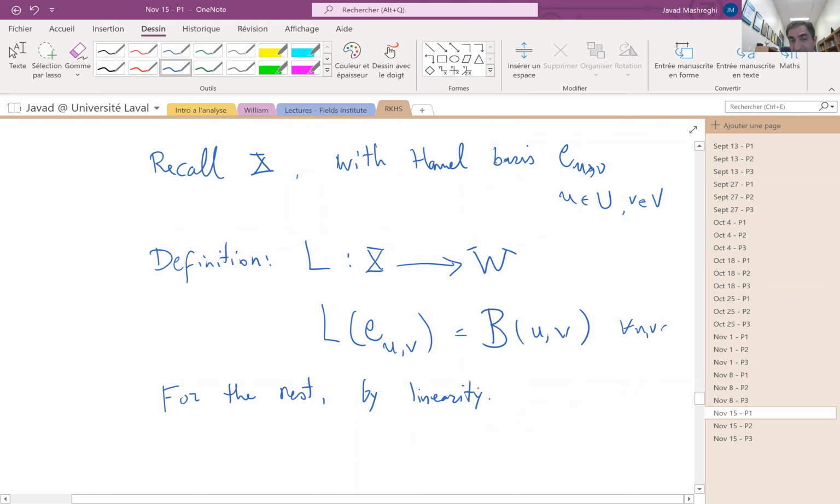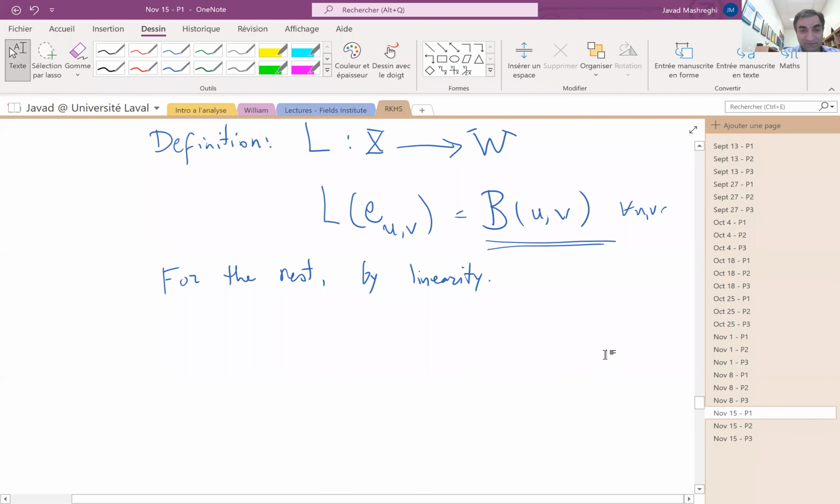Note that we didn't use here the fact that B has some properties. L of E, U, and V can be anything, and I put B at the point U and V. No restriction, whatever needs to be. And now you see the role of bilinearity.